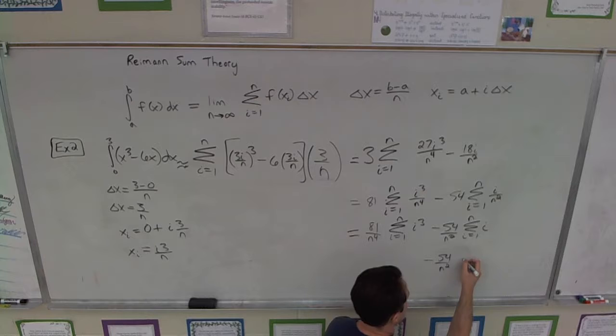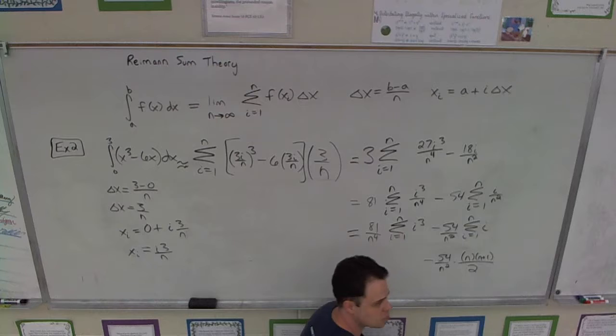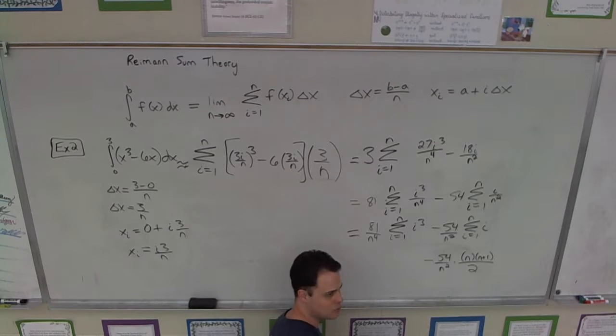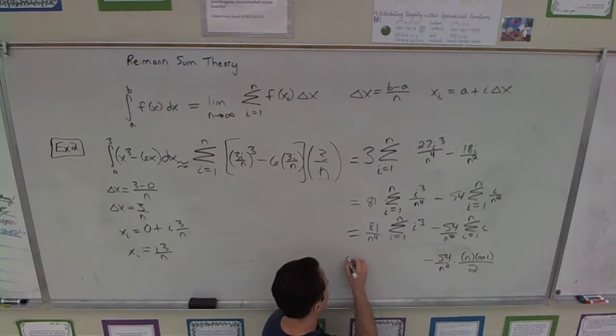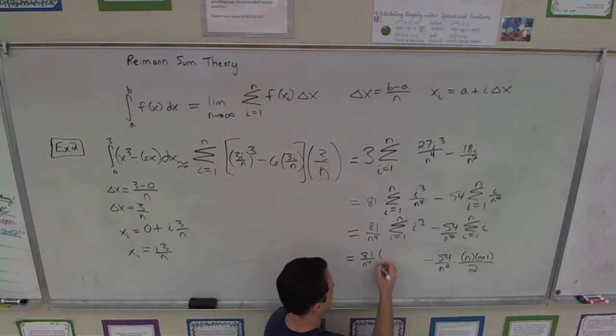Real quick, I believe it goes n times n plus 1 over 2. This should bring you back in the Wayback Machine to something you learned in the past. And I don't think I ever made you guys memorize the sum of i cubed, but it's on your sheet. Can you guys tell me what it is? It's on your sheet somewhere. 1 plus 1 over n squared, all of that squared.